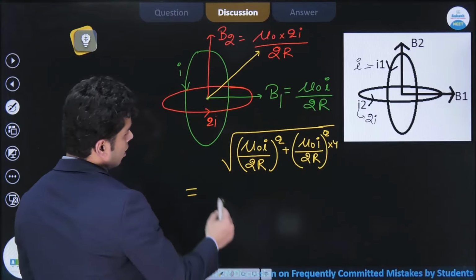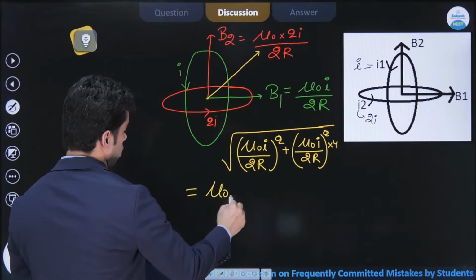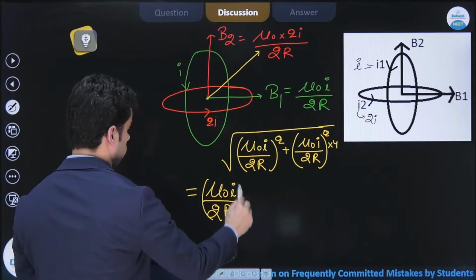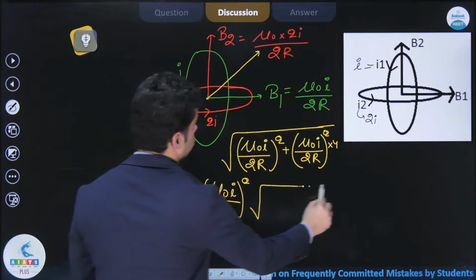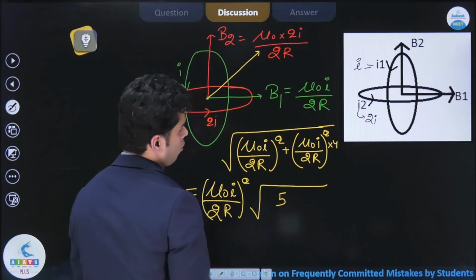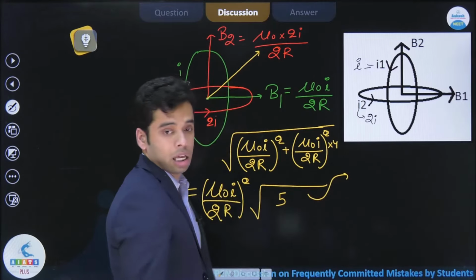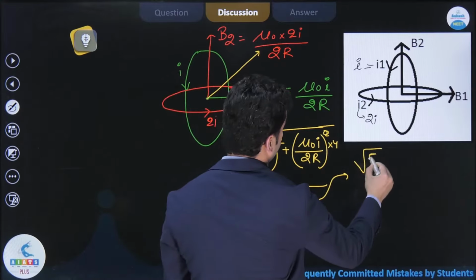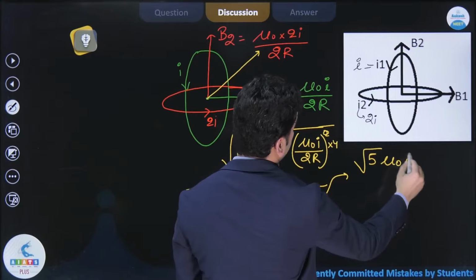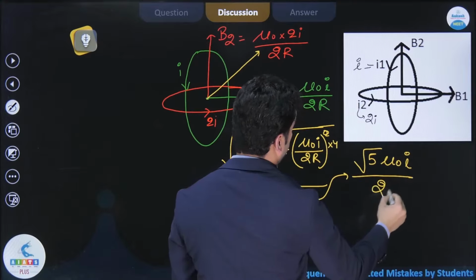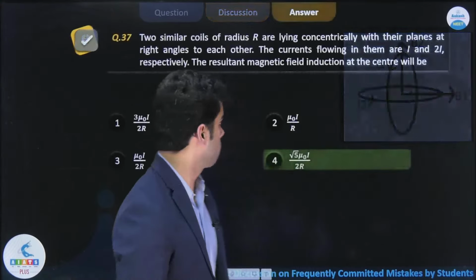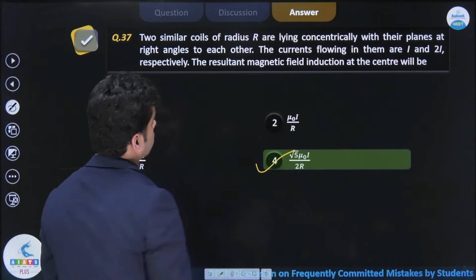So let us take (mu naught I by 2r) whole square as common. So it becomes 4 plus 1, that is 5. So if you are talking about the resultant magnetic field, it is root 5 mu naught I by 2r. ये रहा resultant magnetic field आपके सामने. Option 4 is the correct answer.